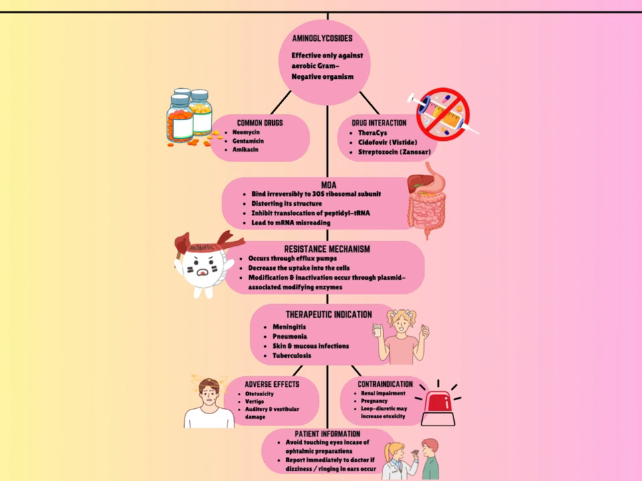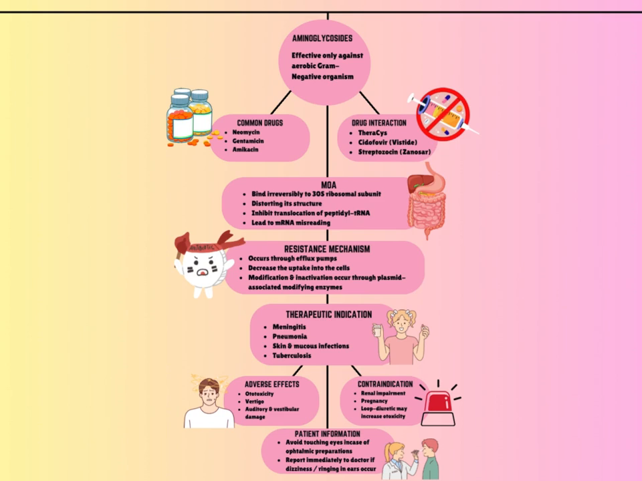These drugs are primarily used to treat several diseases such as meningitis, pneumonia, skin, and mucus infections. In addition, they can also be used to treat tuberculosis, which is an infectious disease that most often affects the lungs and is caused by a type of bacteria. However, there are several adverse effects from using these drugs, such as ototoxicity, vertigo, auditory and vestibular damage.